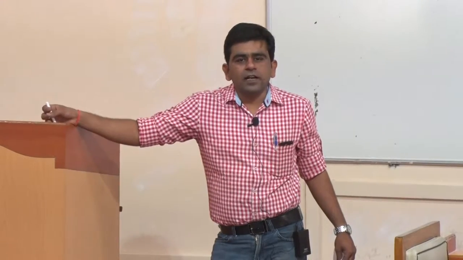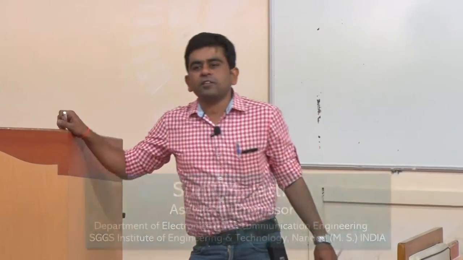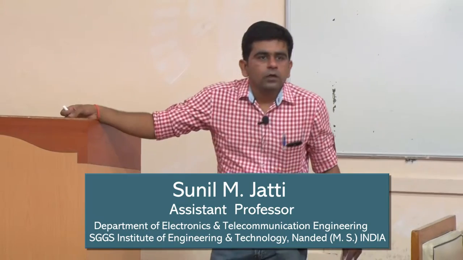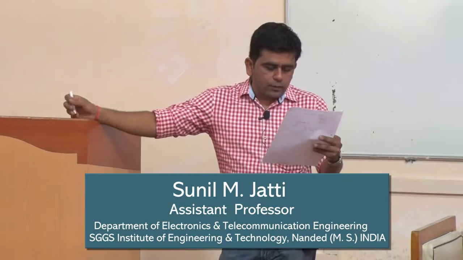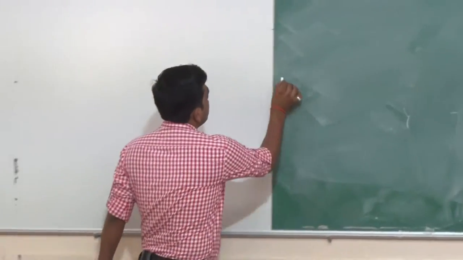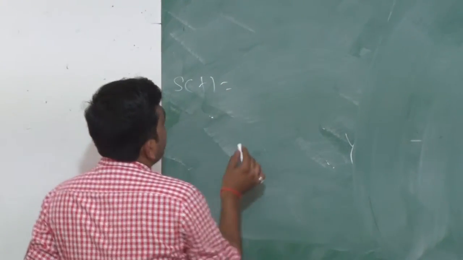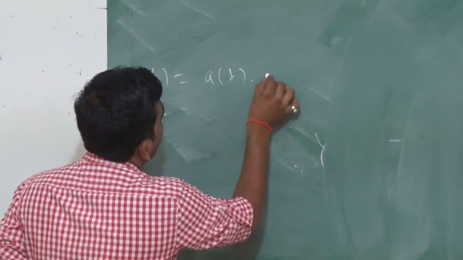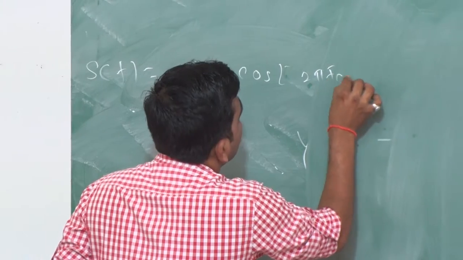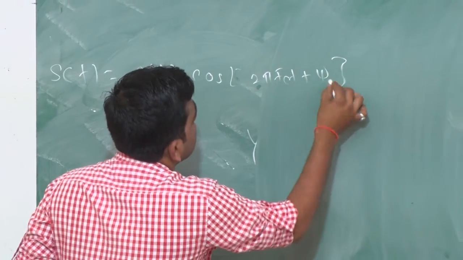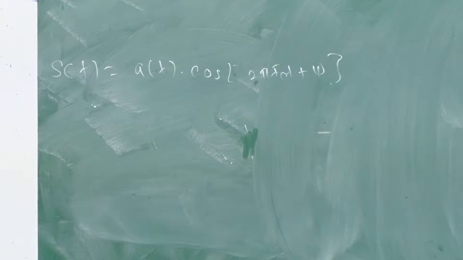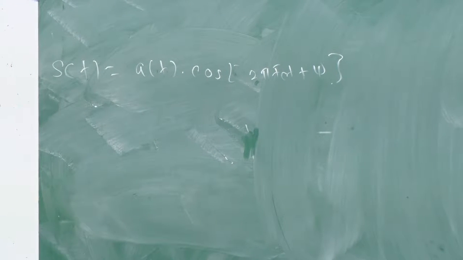In the signal space analysis, motivation for this one, we can represent the signal as a sinusoidal signal. That is, by using its magnitude and phase spectrum, S of t can be represented as A of t cos(2 pi fct plus psi). A signal can be represented by its magnitude and phase information.